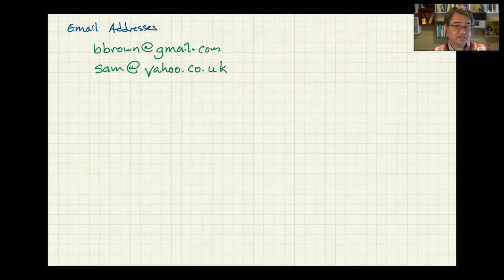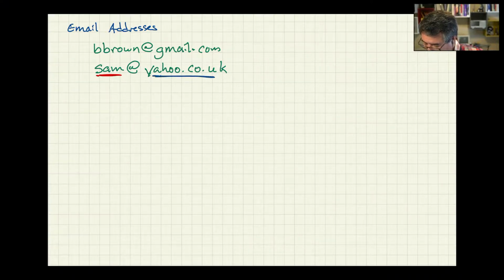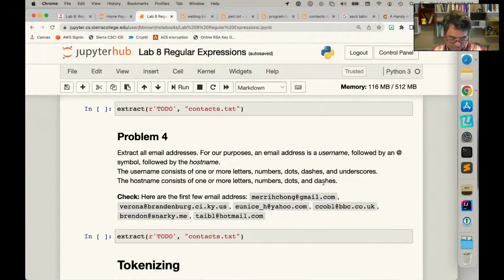So let's break this down into their individual pieces. So we've got the username portion, and we've got the host name or domain portion. So the username portion can consist of, looking at here, letters, numbers, dots, dashes, and underscores. There's actually more characters you can use here, but this is good enough for us. Letters, numbers, dots, dashes.